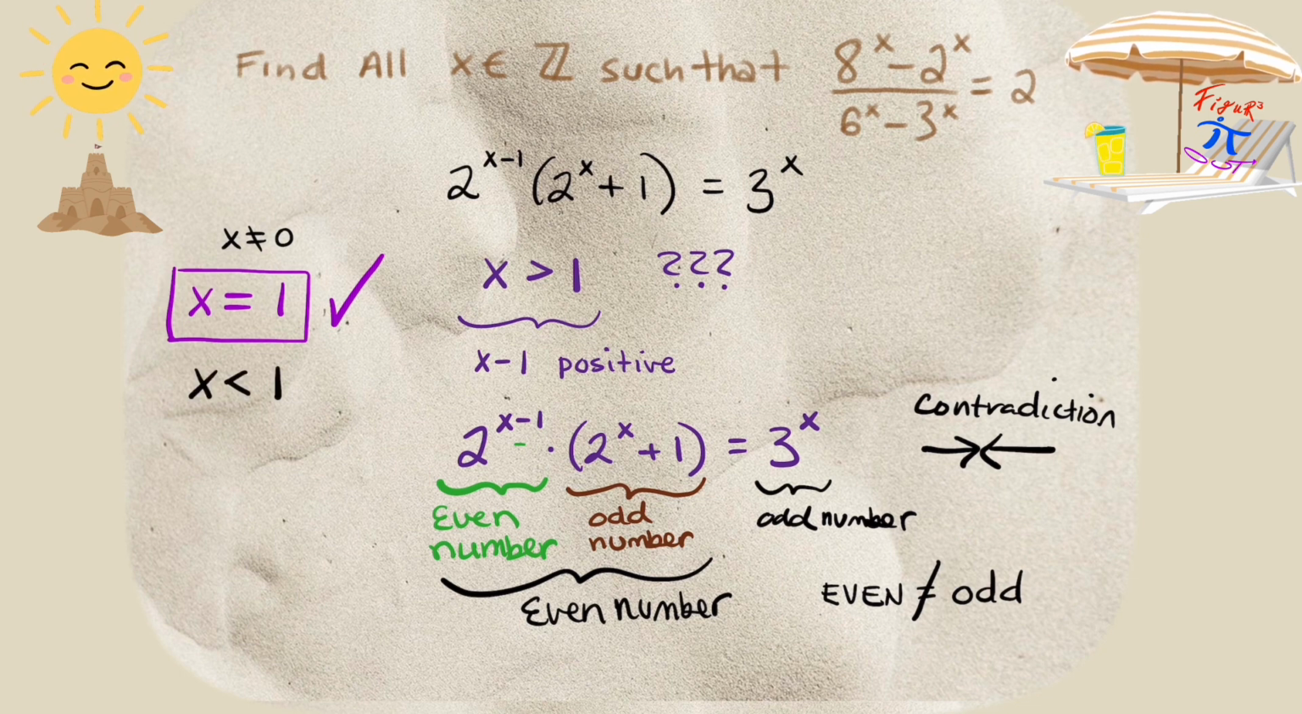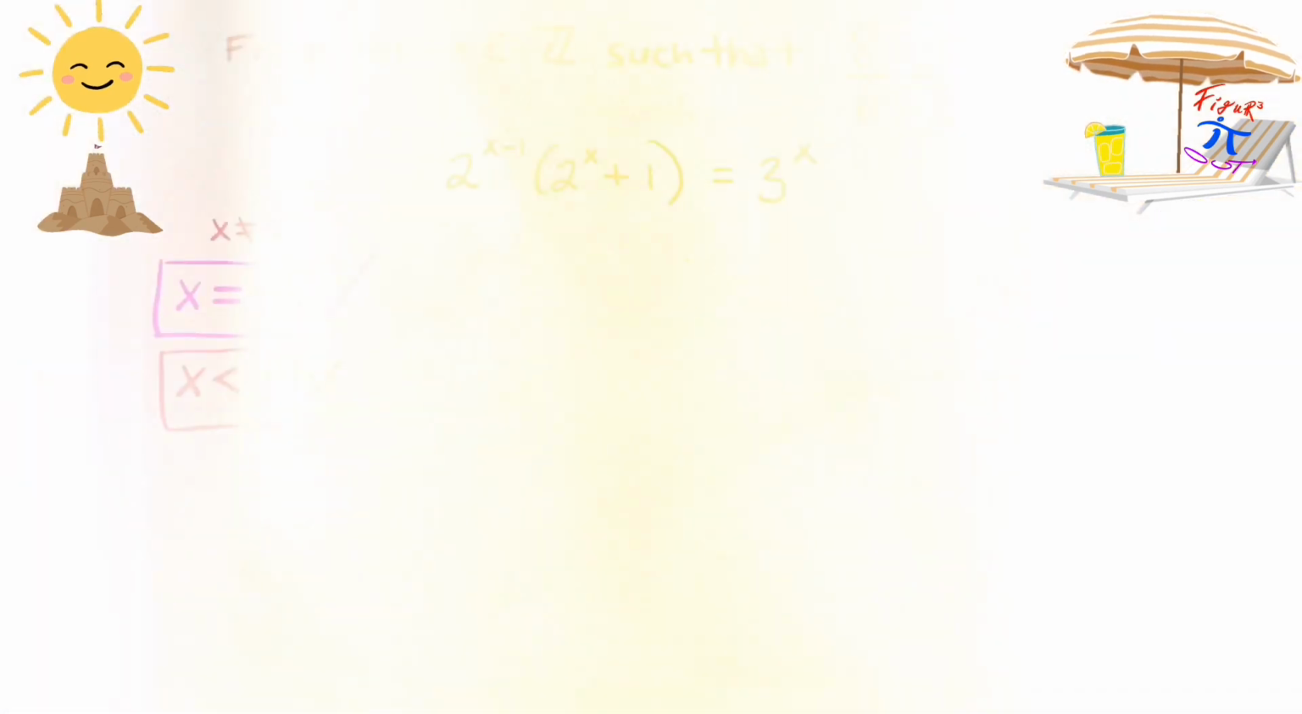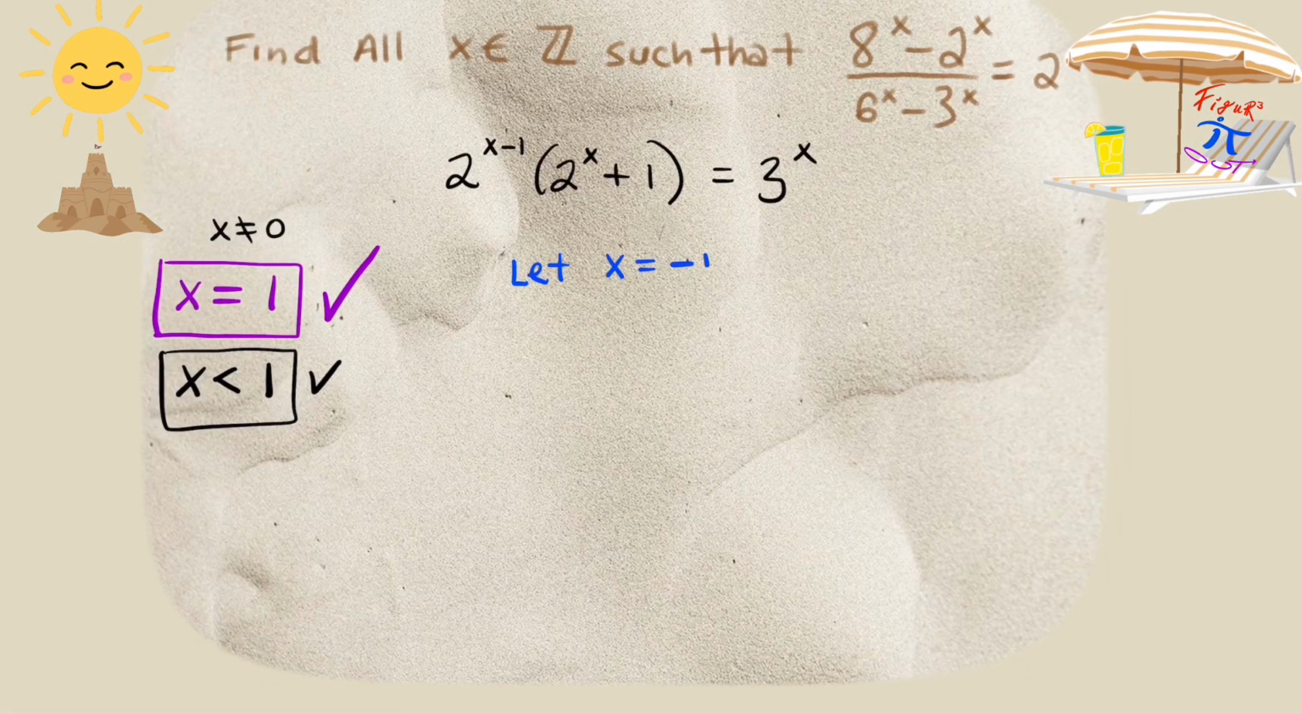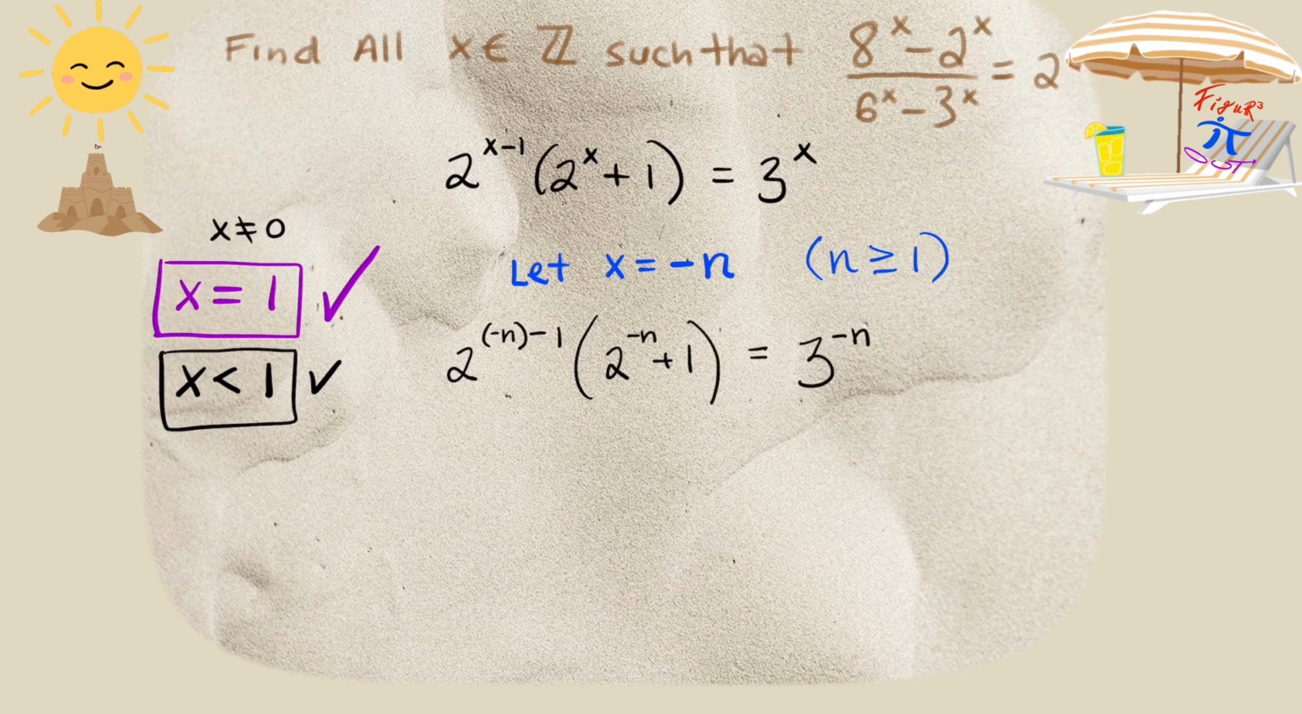But since x can be any integer, we also have to think about negative numbers. So let's let x equal a negative number, negative n, where n is greater than or equal to 1. Plugging this into our equation and simplifying some of the results here, we get 1 over 2 to the n plus 1 power multiplied by 1 over 2 to the n plus 1 is equal to 1 over 3 to the n.